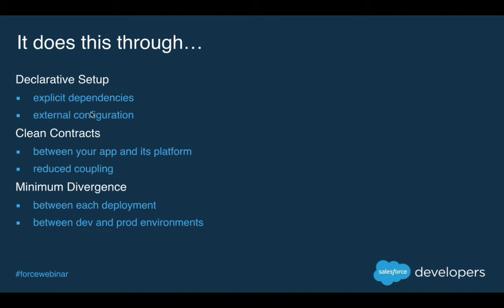It does this through clean contracts, declarative setups, clean contracts between your application and the platform, meaning your only dependency might be a JVM, reducing the coupling, and then a minimum divergence between each of your environments. So again, that congruence between development, staging, and production.